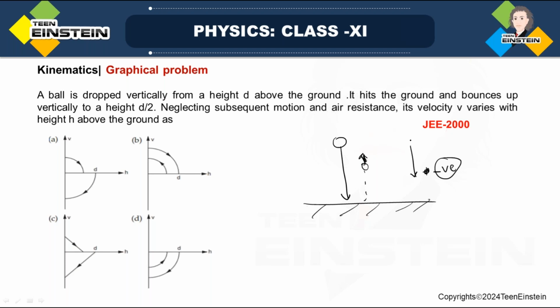If I say towards the ground it is negative, then when the ball, after the elastic collision, is going upwards, the velocity should be positive. But here look, this is still negative, and it becomes 0 when it reaches d/2 height, but the velocity with which it is starting is actually given negative.